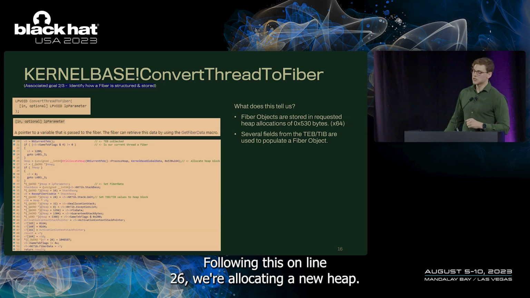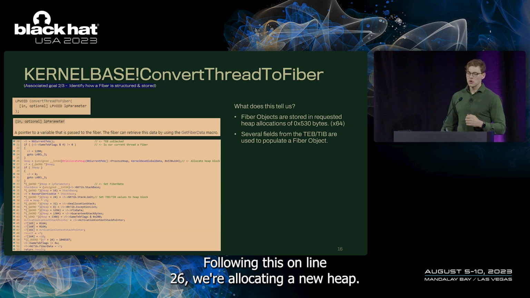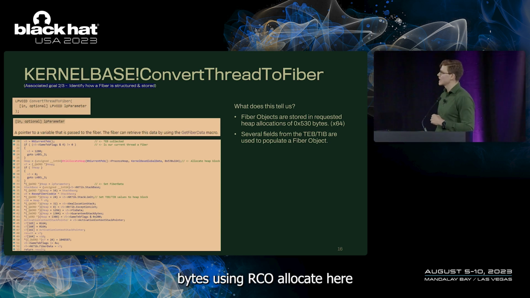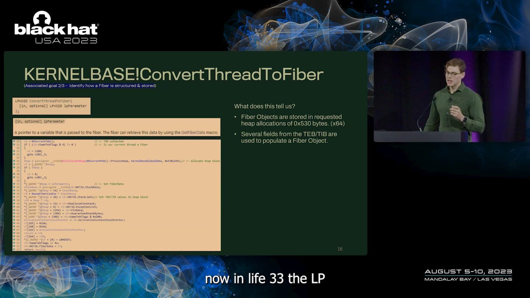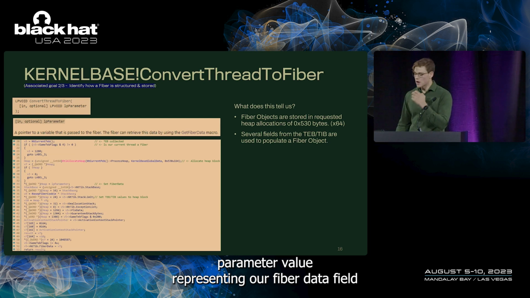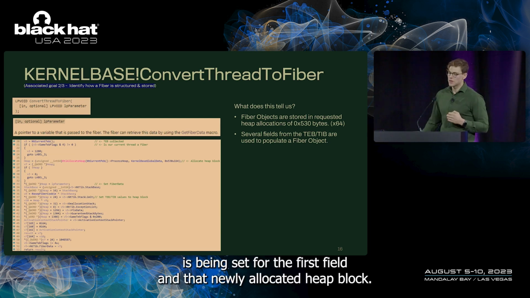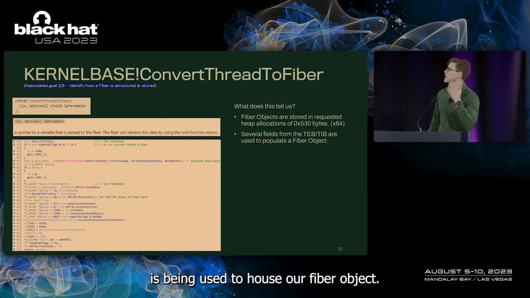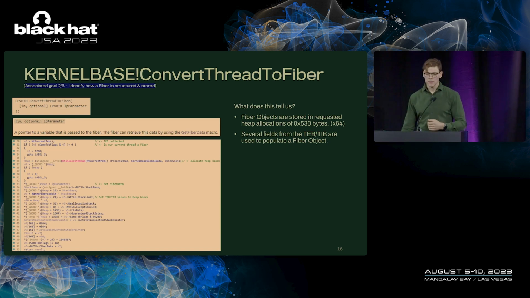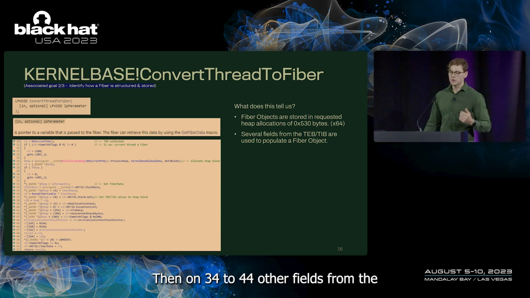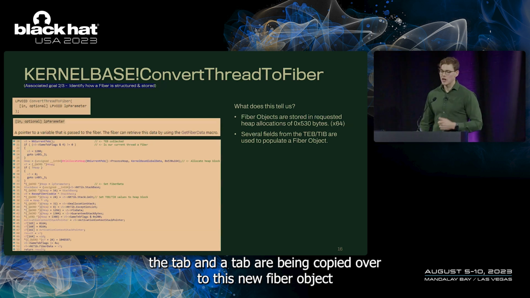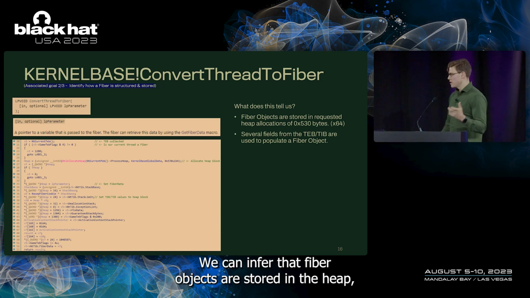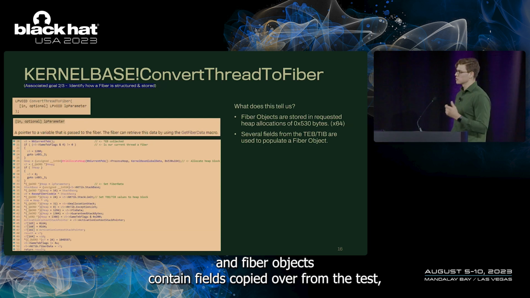Following this, on line 26, we're allocating a new heap block, crucially of size 530 hexadecimal bytes using RtlAllocateHeap. Now, on line 33, the lpParameter value, representing our fiber data field, is being set as the first field on that newly allocated heap block. And what this indicates to us is that this heap block is being used to house our fiber object. Then, on lines 34 to 44, other fields from the TEB and the TIB are being copied over to this new fiber object. From this, we can infer that fiber objects are stored on the heap, and fiber objects contain fields copied over from the TEB.